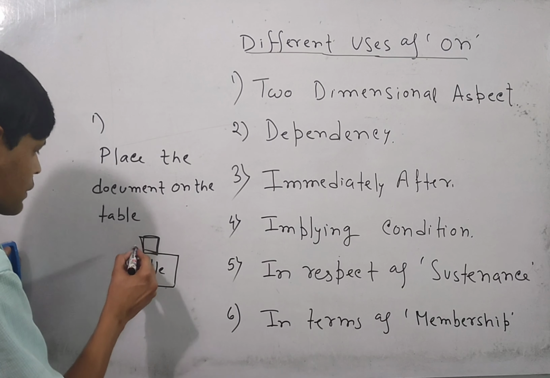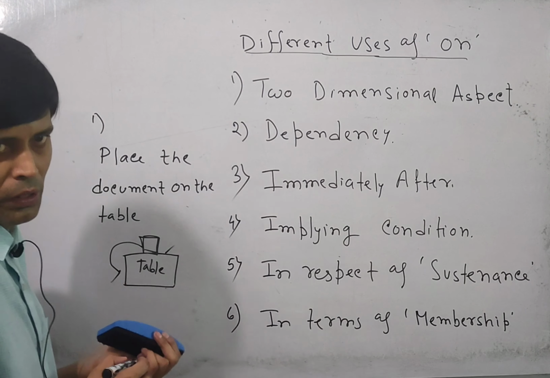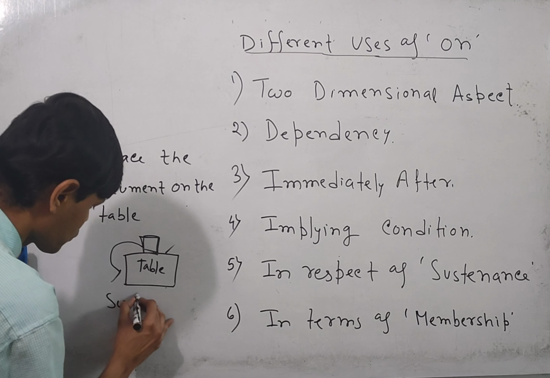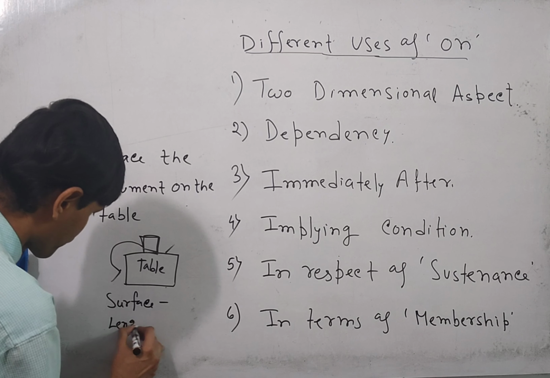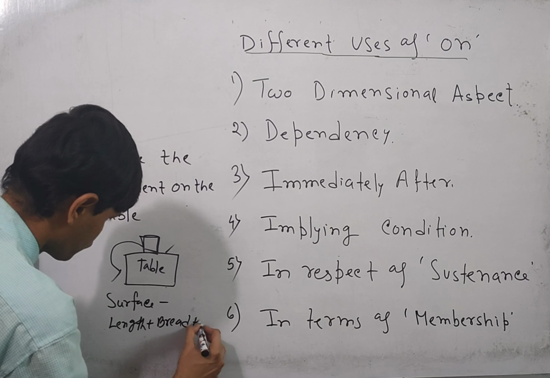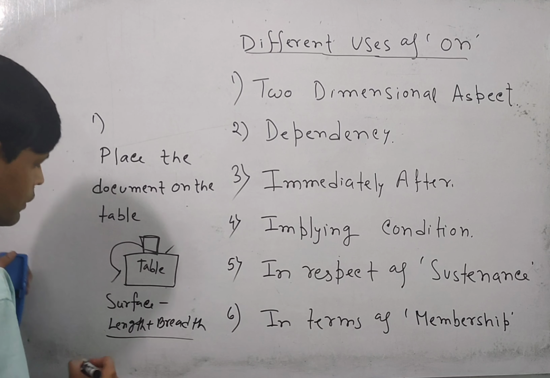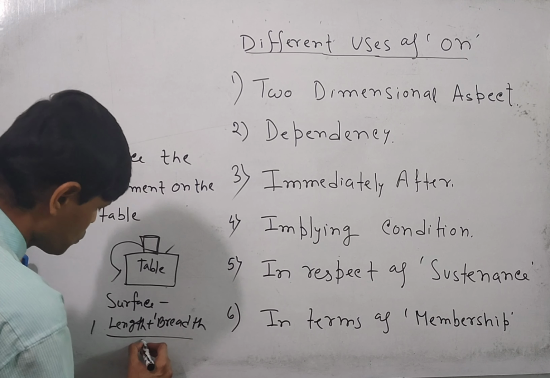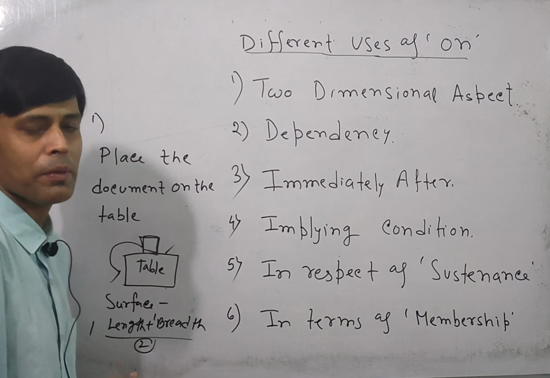So in the case of a surface, it has 2 dimensions, length plus breadth. If I just go over this length and breadth, that means dimension 1, dimension 2, that means 2 dimensions. So in these cases, on can be used.